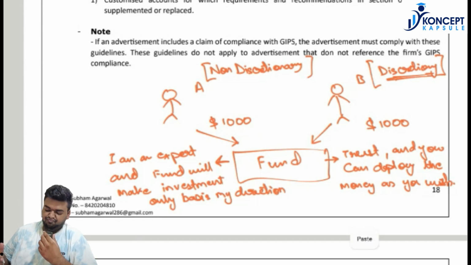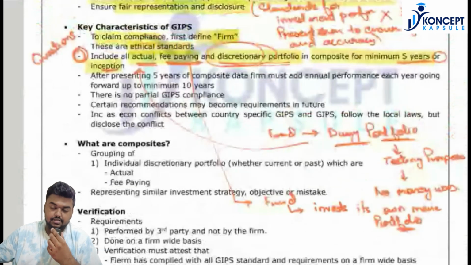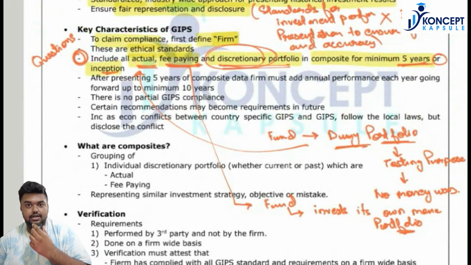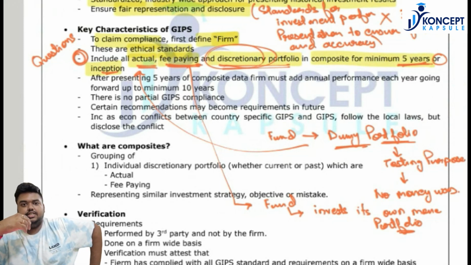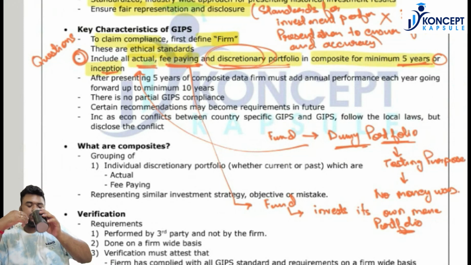Okay. Now the question that you should ask me is, sir, why discretionary and why not non-discretionary? Okay. Just think of a situation that the non-discretionary portfolio underperforms the benchmark to a great extent.